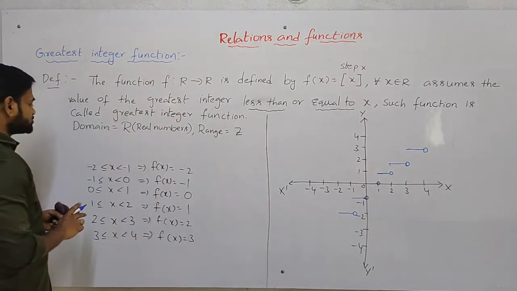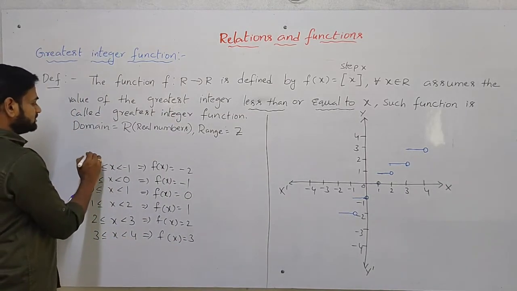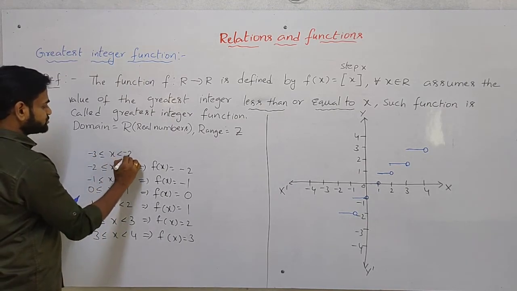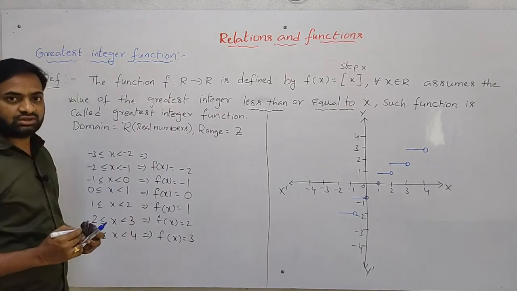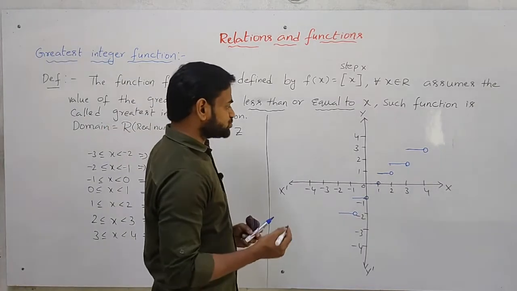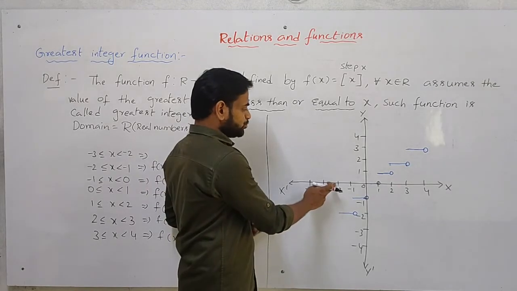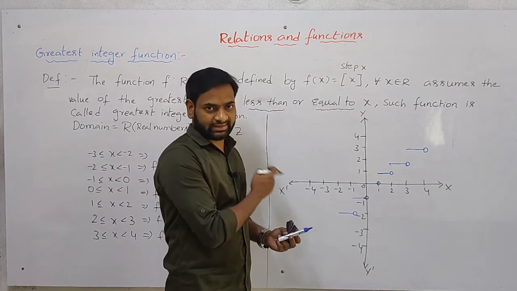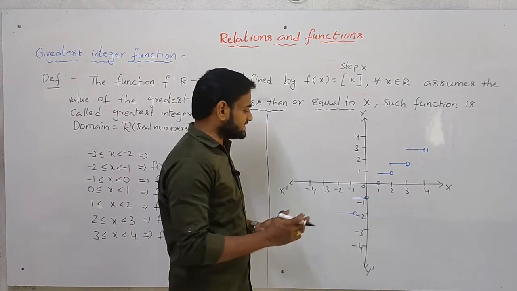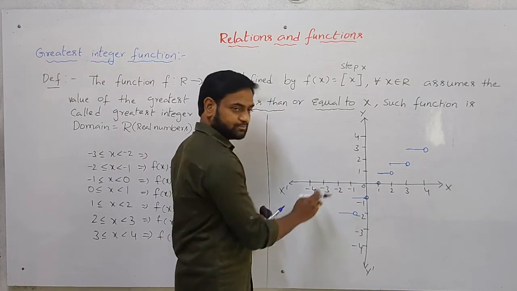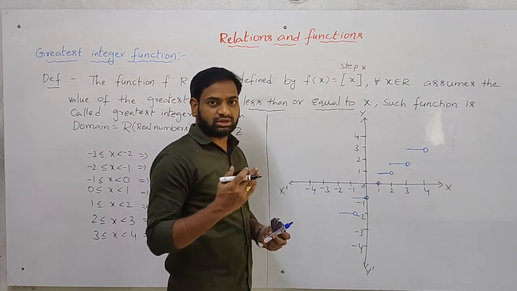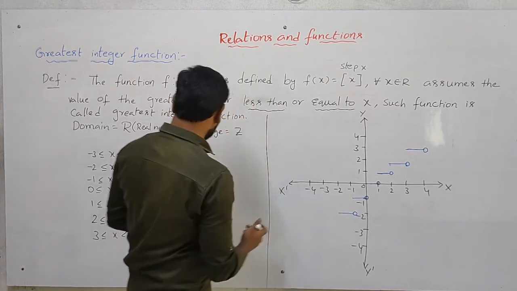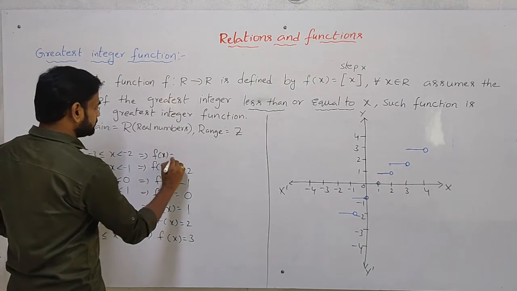Next, last value, you can take here minus 3 less than or equal to x less than minus 2. So x values are between minus 2 and minus 3. That is minus 2.1, minus 2.3, minus 2.5 and so on, minus 2.9. These all values lie between minus 2 and minus 3. So in the minus 2 and minus 3, least value is minus 3. So answer is f of x equal to minus 3.